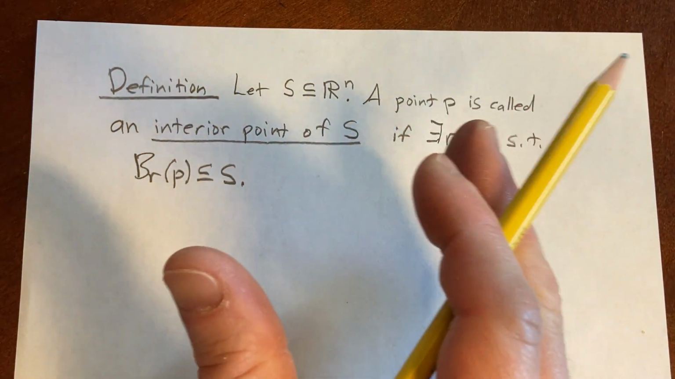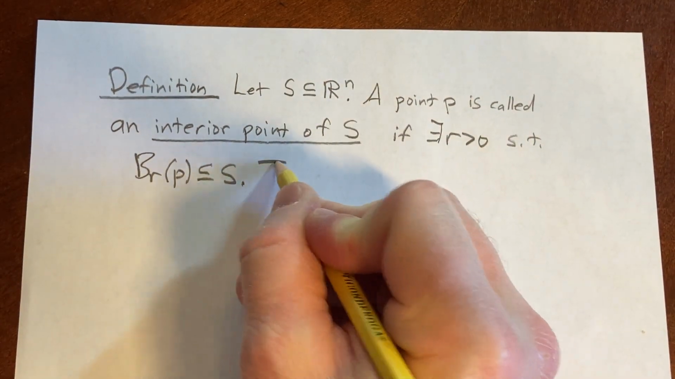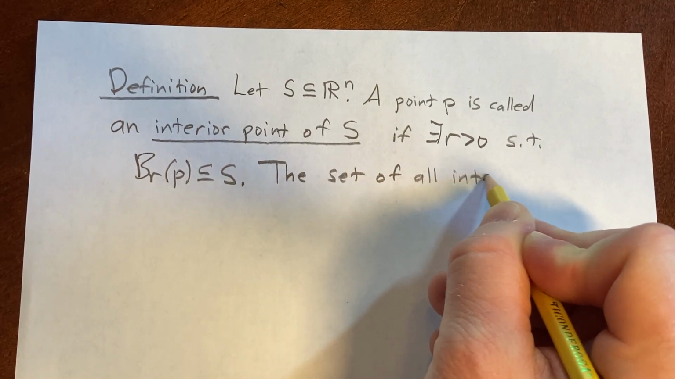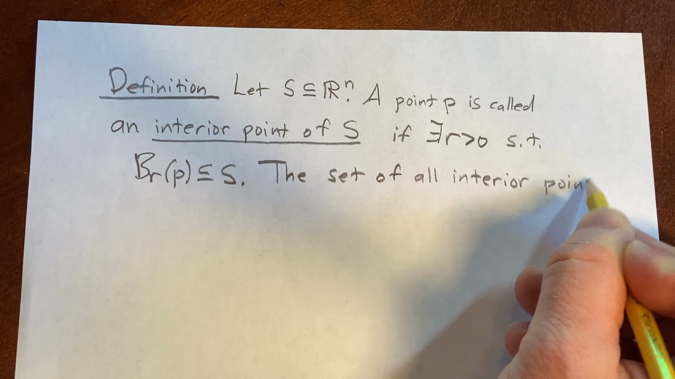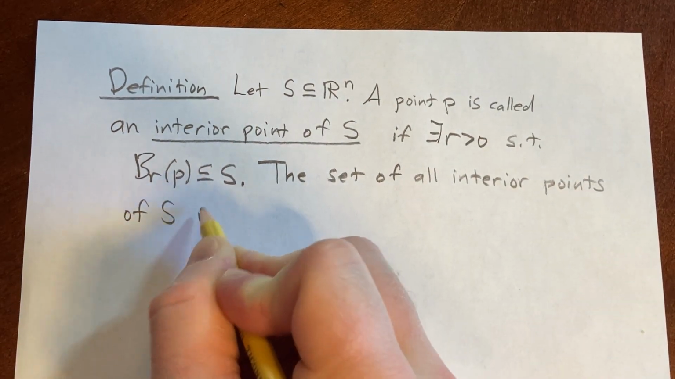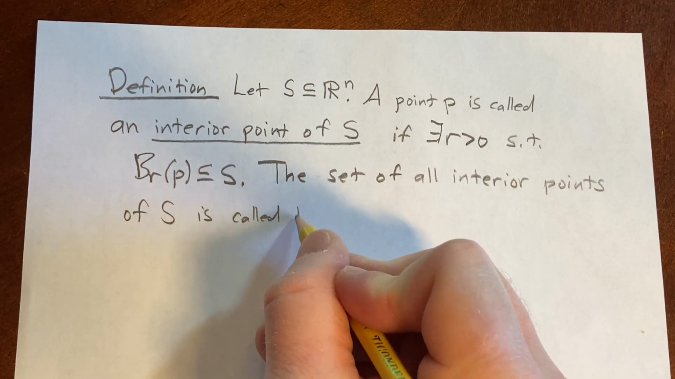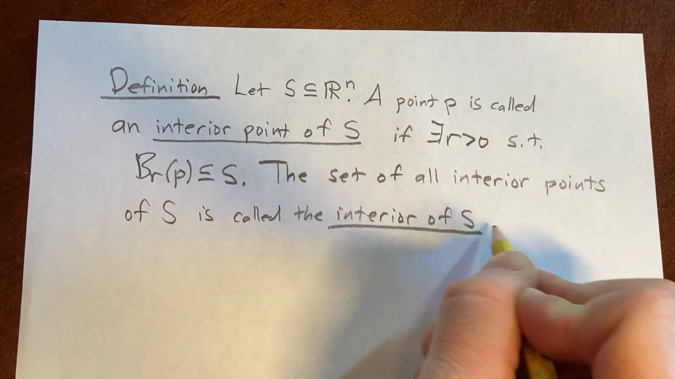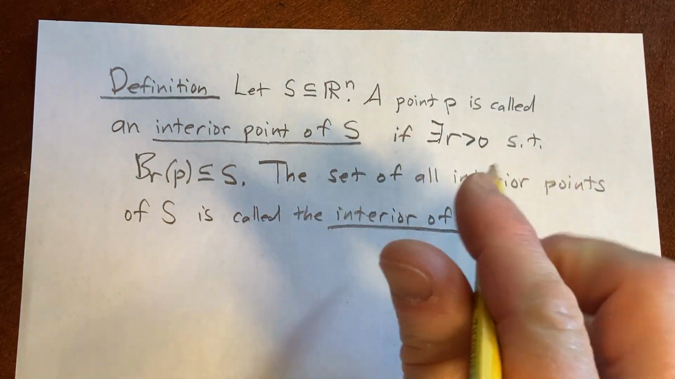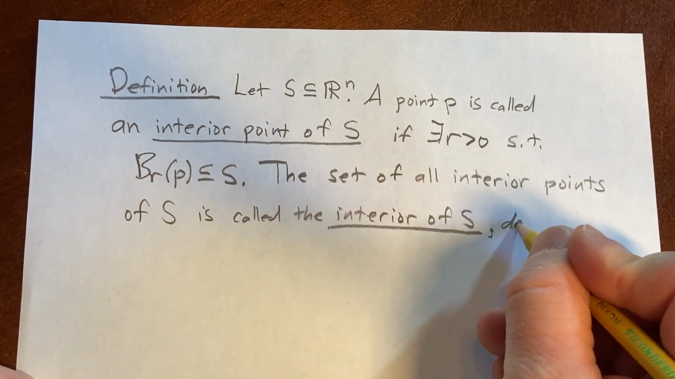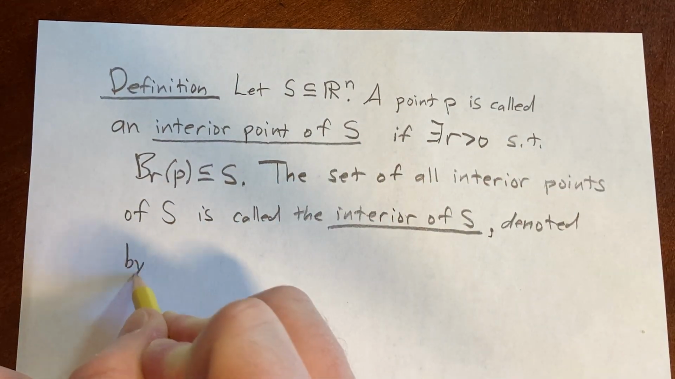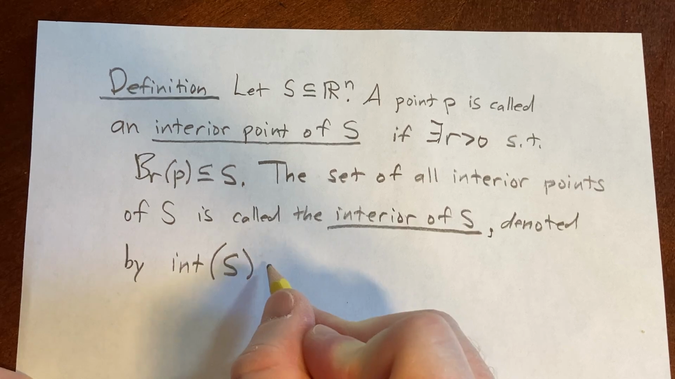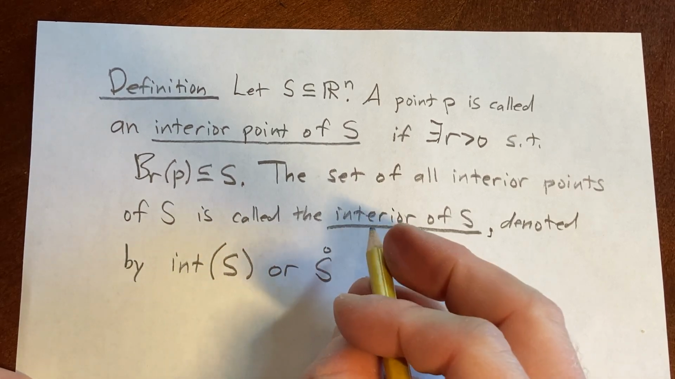Now the set of all interior points of S is called the interior of S. Okay, so the set of all interior points is called the interior of S, and it's denoted by int, parentheses S. This is notation that is common. Or you might see S with a little circle like this sometimes.